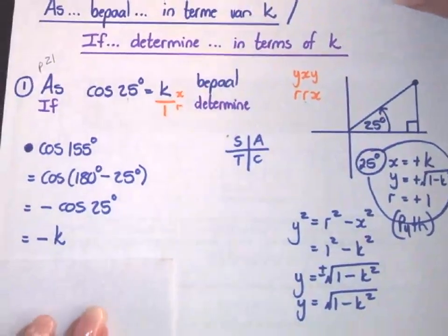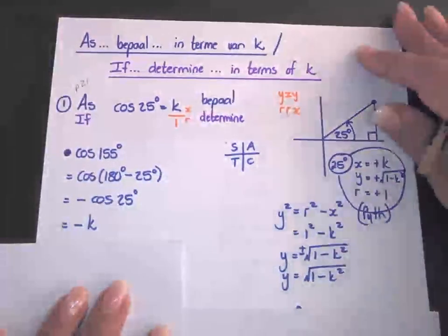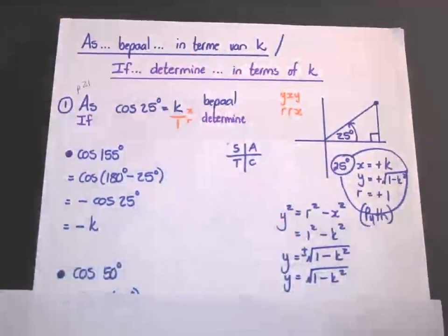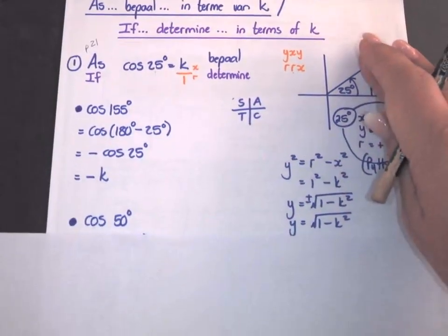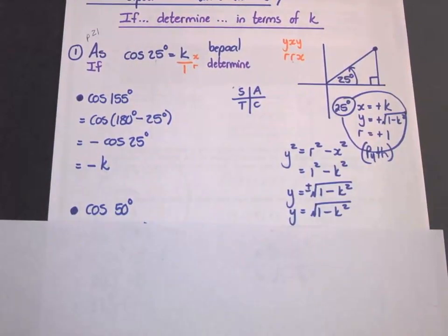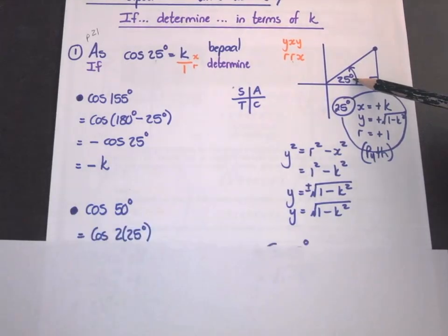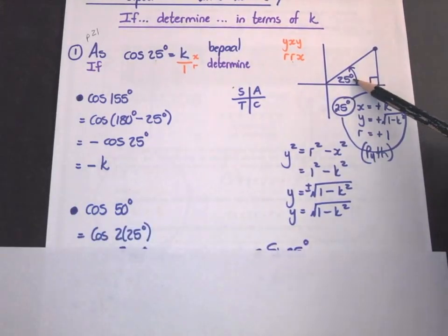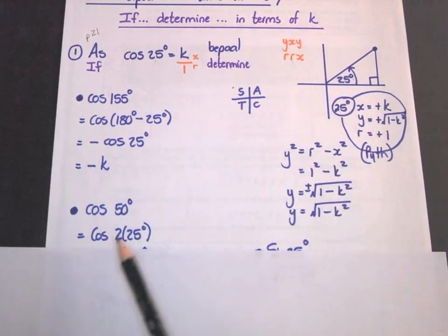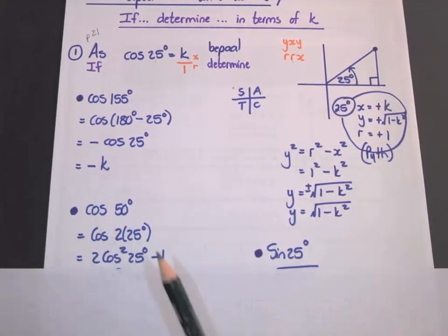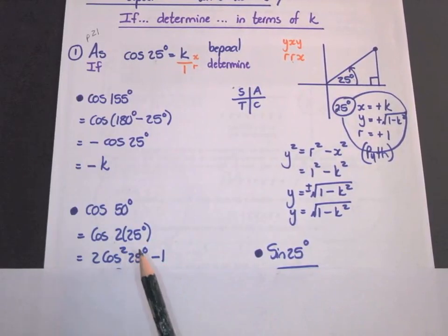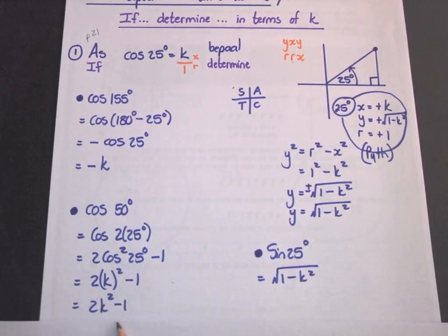The next one is cos 50. Double angles, yes. I'm working towards what the value in the triangle is. So 50 can be rewritten as 2 times 25. Then you expand this double angle, substitute cos 25 degrees, but remember to square the answer, and then you have your answer.